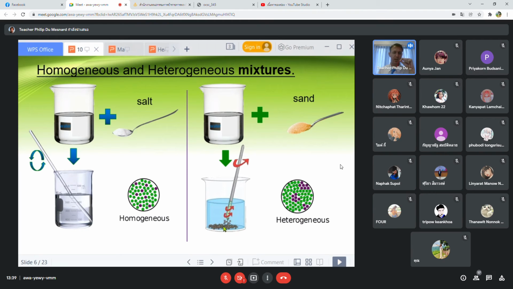Okay, so sand, you can stir the whole day. It's not going to work. It's never going to dissolve. So sand, it cannot dissolve. That's why we can see the two colors and we can see it's a heterogeneous solution. Okay, so sand, it does not dissolve.